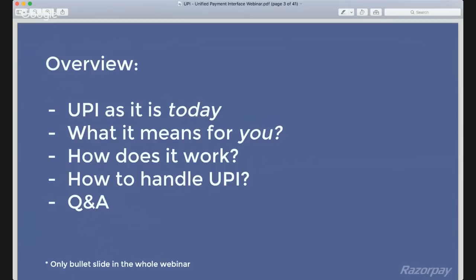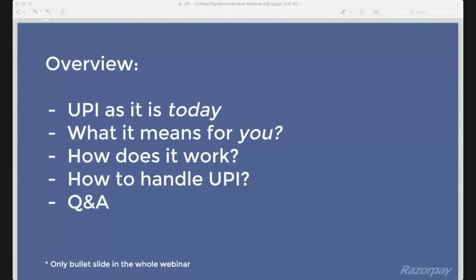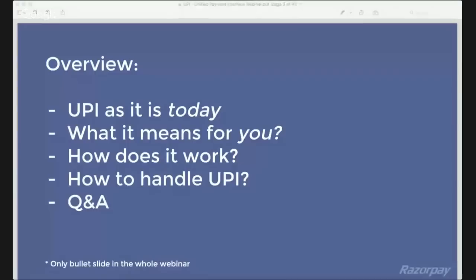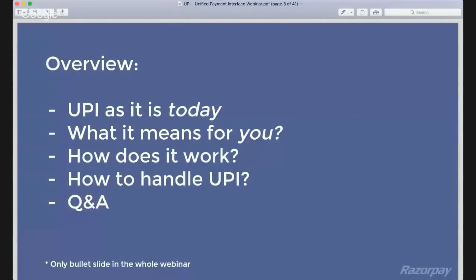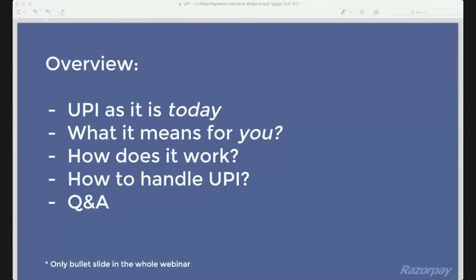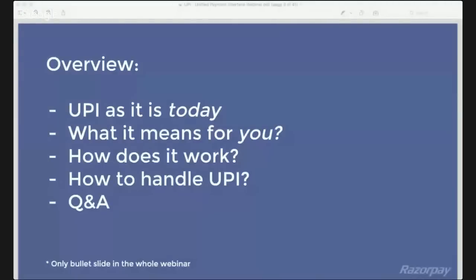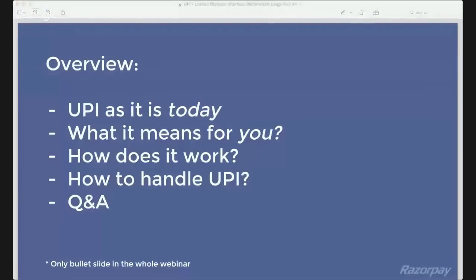We'll be moving on after that to how exactly UPI works. This won't be a very technical session, but seeing as around 40% of our registrations today have been developers themselves, we'll go into some details about how UPI works on a technical level, somewhat. Moving on, we'll be talking a bit about how exactly you as a customer, you as a merchant will be handling UPI, and what exactly is required from you to integrate with UPI. And finally, we'll follow this with a Q&A session. This will last around 45 minutes or so.